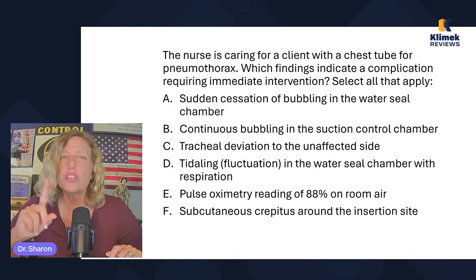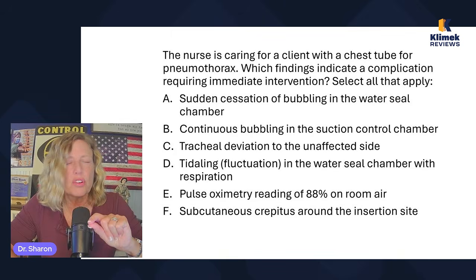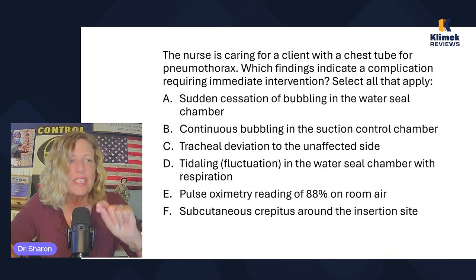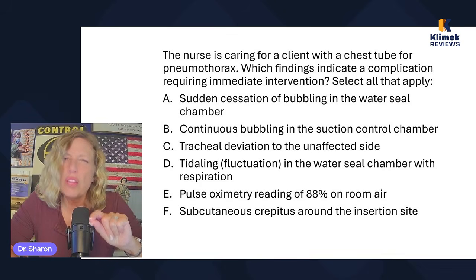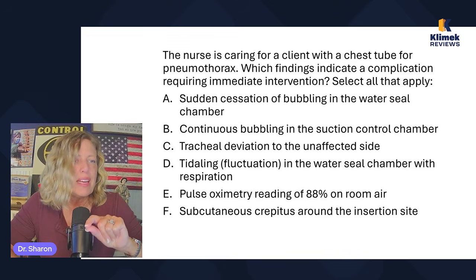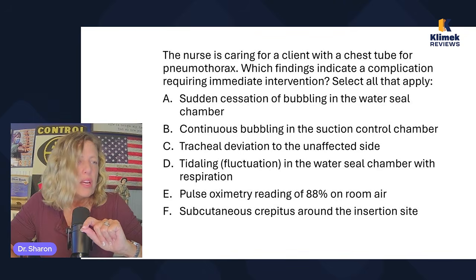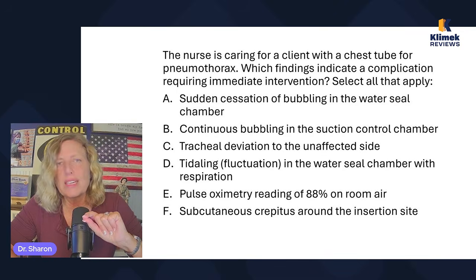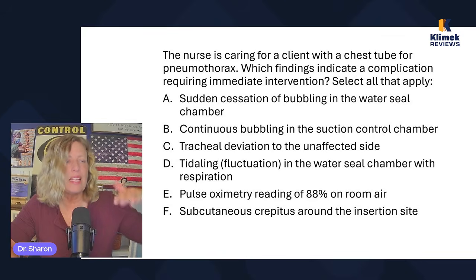So let's turn it into a series of true-false statements. We have to turn these into a series of true-false statements as it relates back to the question, and the question is a complication. So let's do that wording instead. Sudden cessation of bubbling in the water seal chamber indicates a complication. That's true. Continuous bubbling in the suction control chamber indicates a complication. That's false. Tracheal deviation to the unaffected side indicates a complication. That's true. Tidling fluctuation in the water seal chamber with respiration indicates a complication. That's false. There should be tidling with respiration.